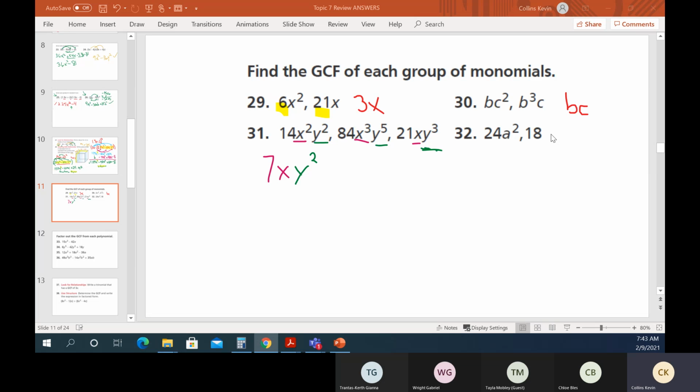So what's the biggest number that'll divide into both these guys? Six. Beautiful. So yeah, 6 goes into 24, 6 goes into 18. So your greatest common factor in this guy is just 6. And that's it. Questions?